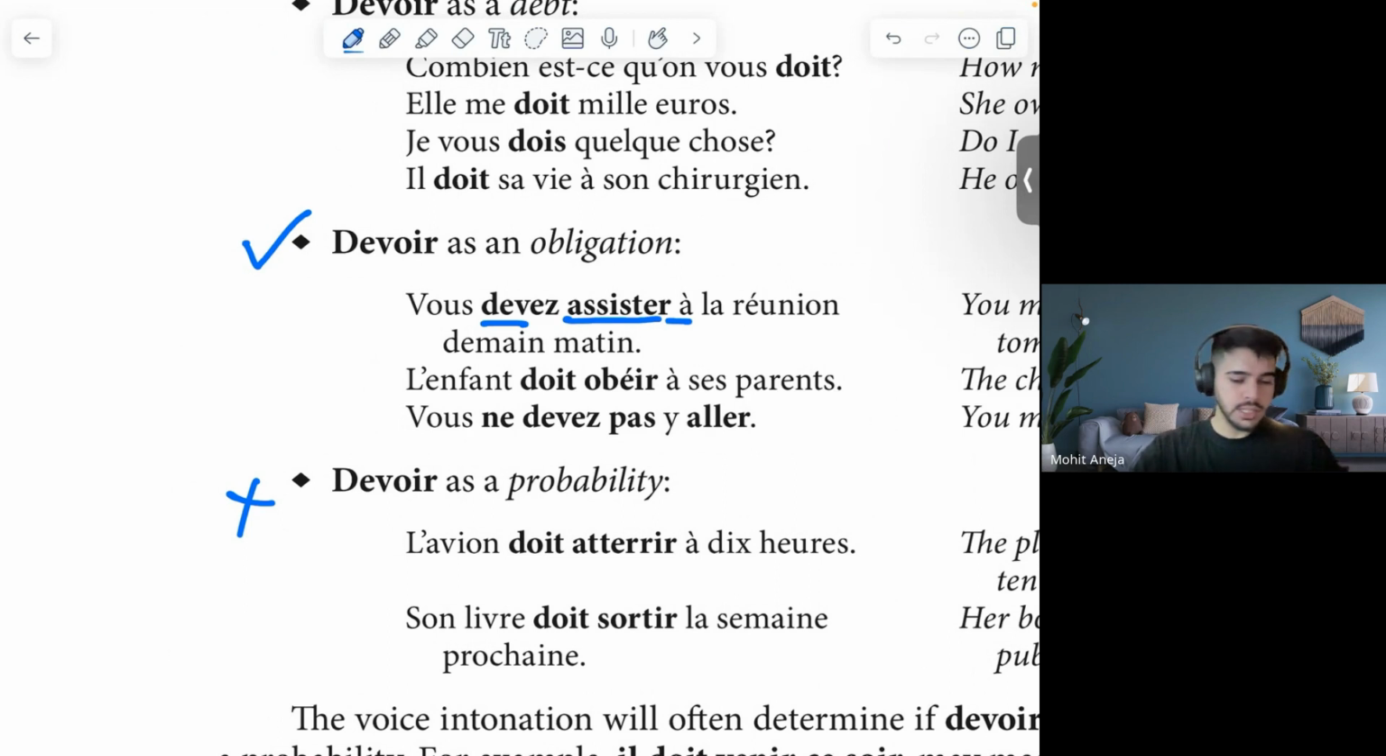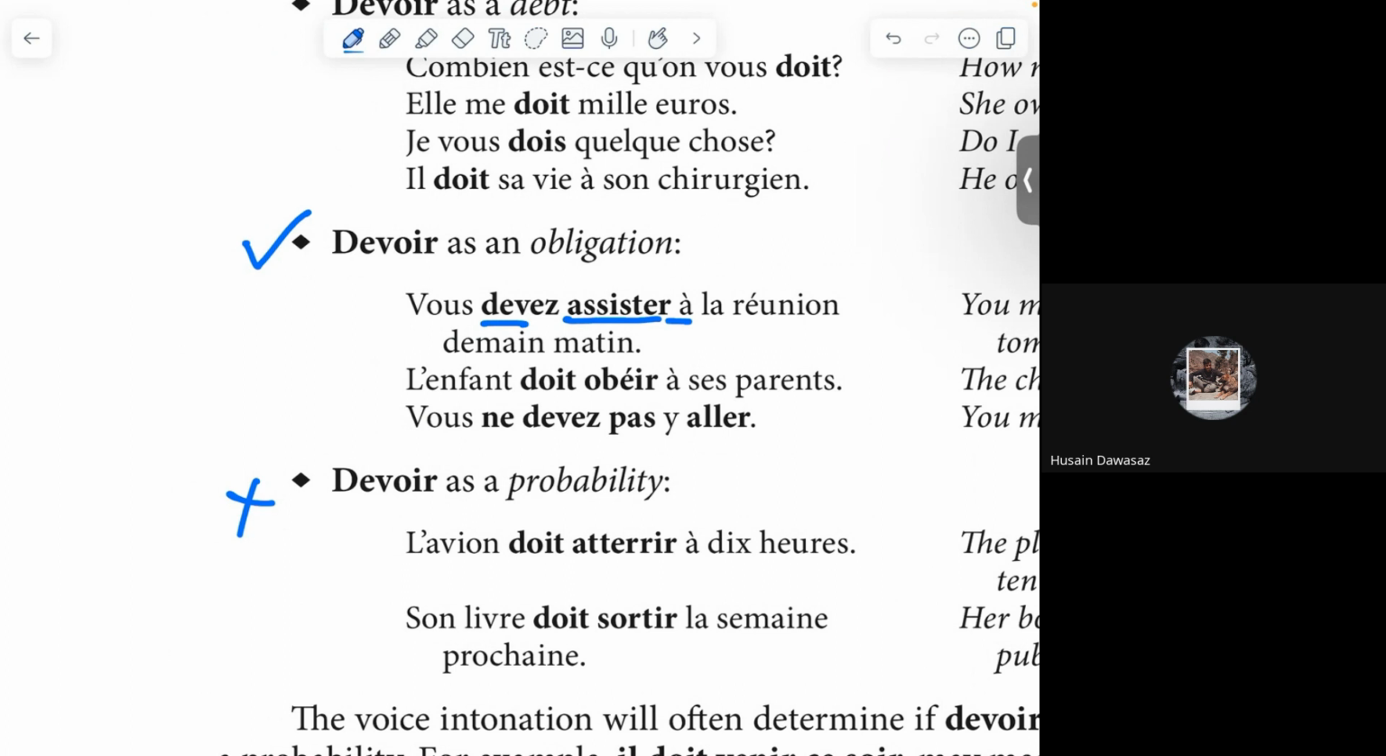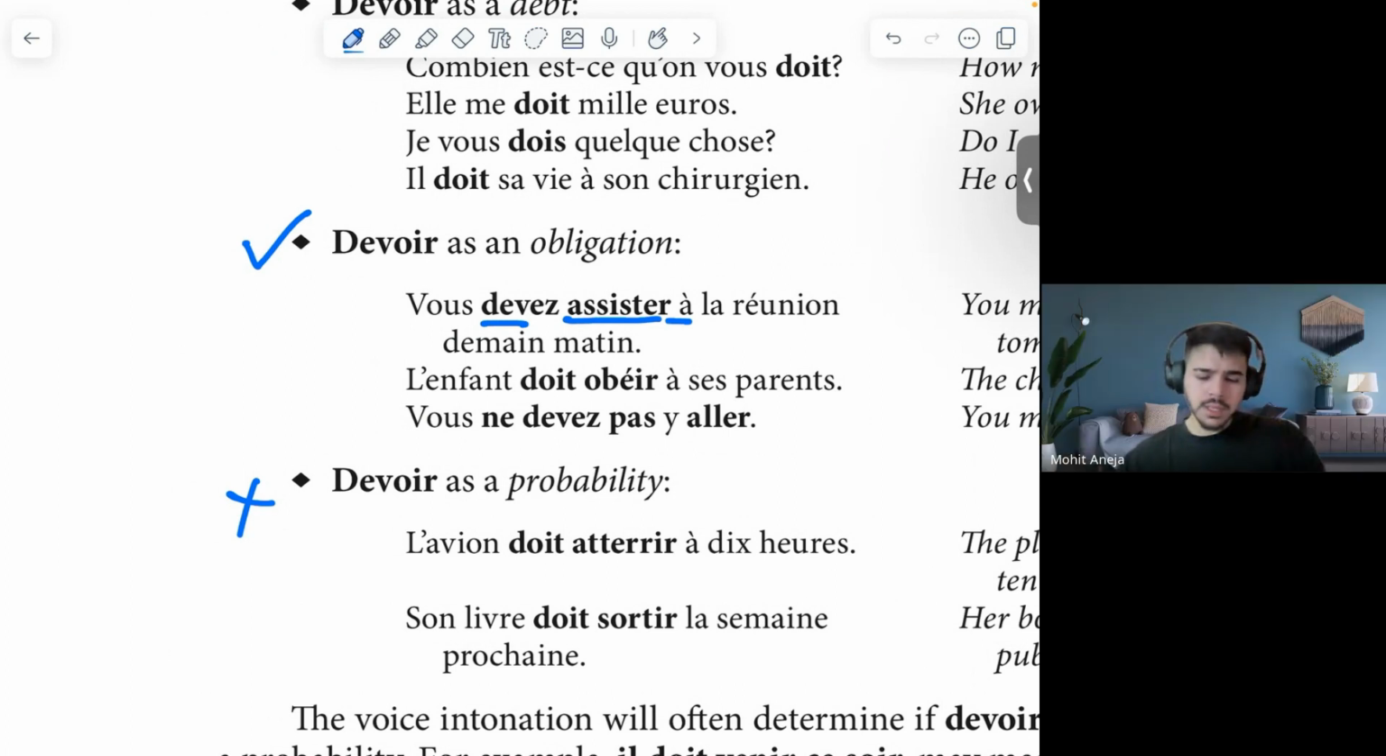Let's guess now. Hussein, can you guess? Presence, attend, to attend. Yes, this means to attend. Okay. Vous devez assister à la réunion. Vous devez assister au cours. You can say this also. I need to attend the class.